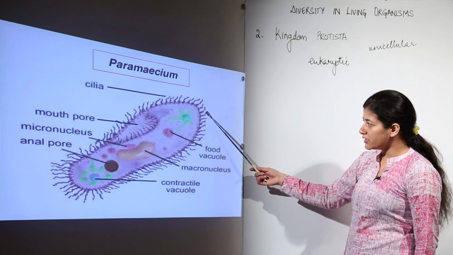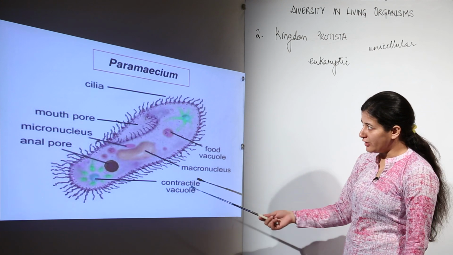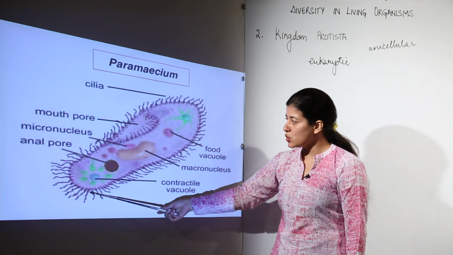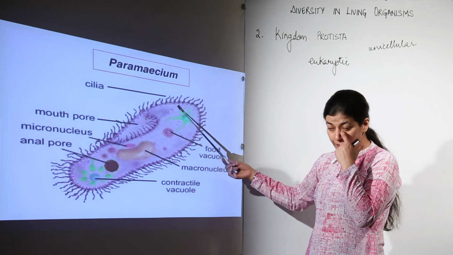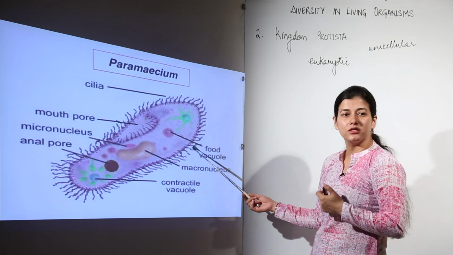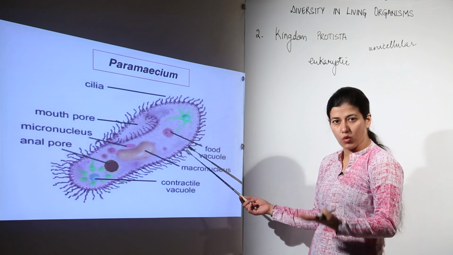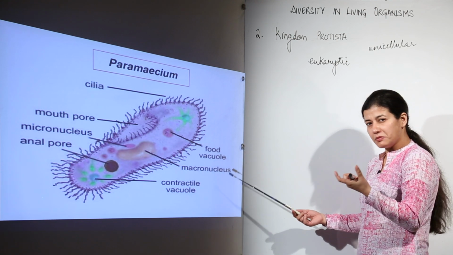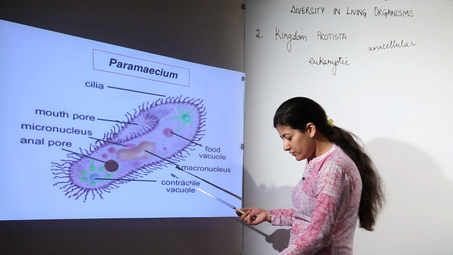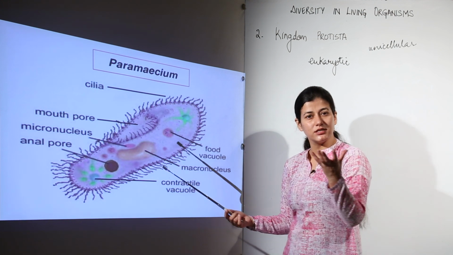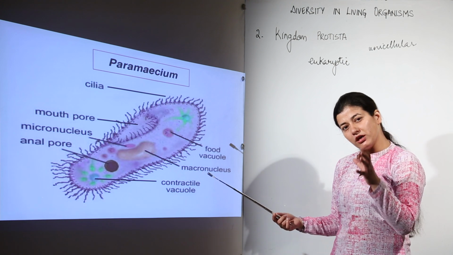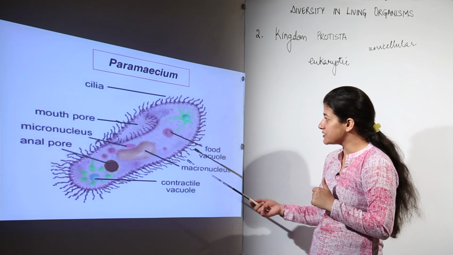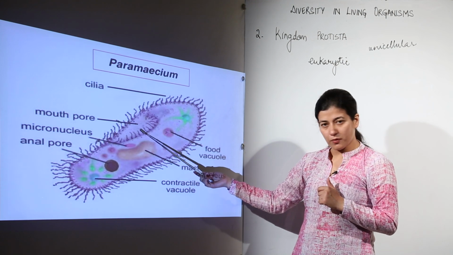Now, first of all, let us talk about the periphery. The periphery has so many appendages, cilia, which are responsible for its locomotion, that is movement in the water. They are water dwelling. You must keep in mind that as life had originated from water itself, the simplest life forms that we talk about are aquatic life forms. Then we have a mouth pore.